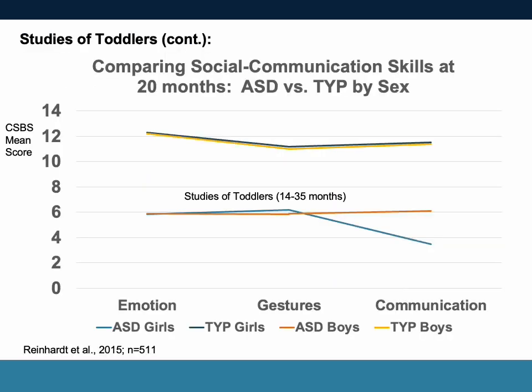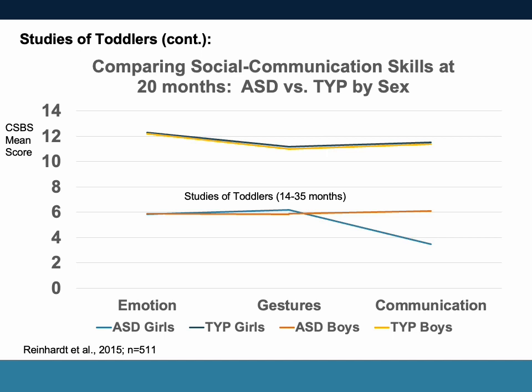Another study conducted by Reinhardt and colleagues that used a much larger sample size, recruited from various web-based portals run by the Florida State University, looked at toddlers and compared their social communication skills at the age of 20 months. What was, I think, interesting about this particular study is they included children who eventually received a diagnosis of ASD, and also those who were typically developing but matched by age. And what you can see on this chart, at the top there, is where you have the typical girls and the typical boys.